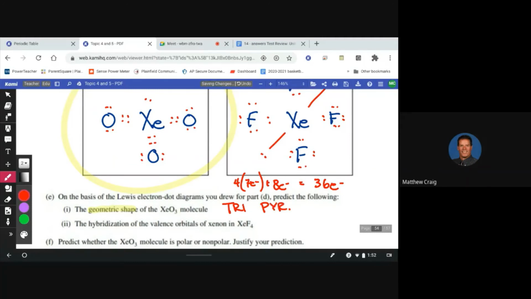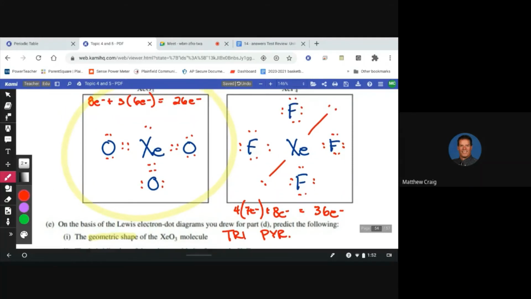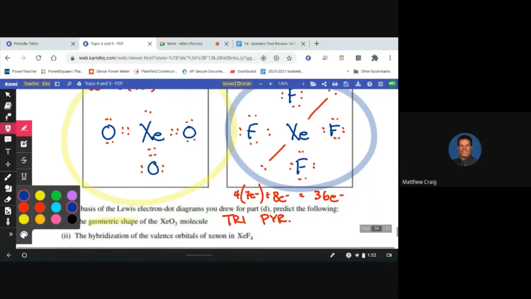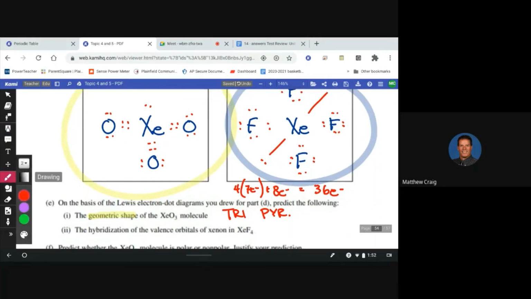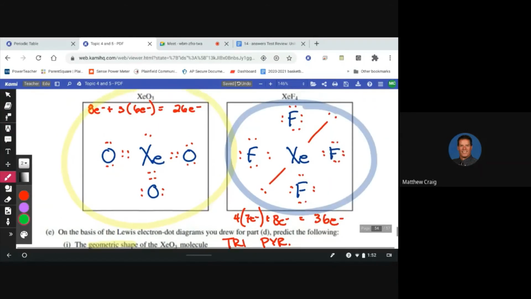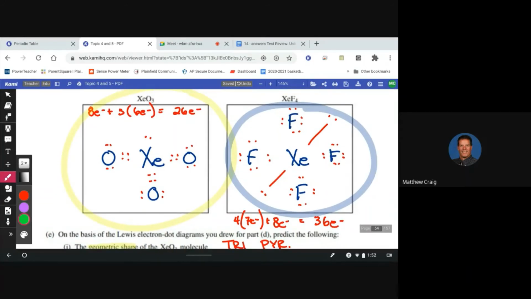The hybridization for this guy. What is the hybridization? What is the hybridization for the xenon tetrafluoride? Hybridization.